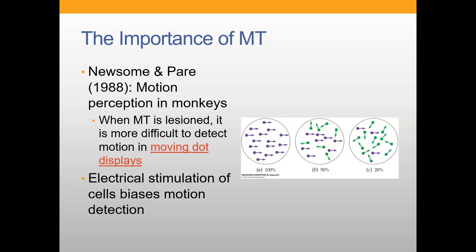In this particular case, they would look at neurons that responded to one particular direction, for example, to the right. Then they would stimulate those MT neurons, and the monkeys would report motion in the stimulated neuron's preferred direction, even when the dots were moving in a completely different direction. So if a cell has a particular preference and you stimulate it, the monkey reports that the motion matches the cell's preferred direction of motion, even if that's not what they're actually seeing.